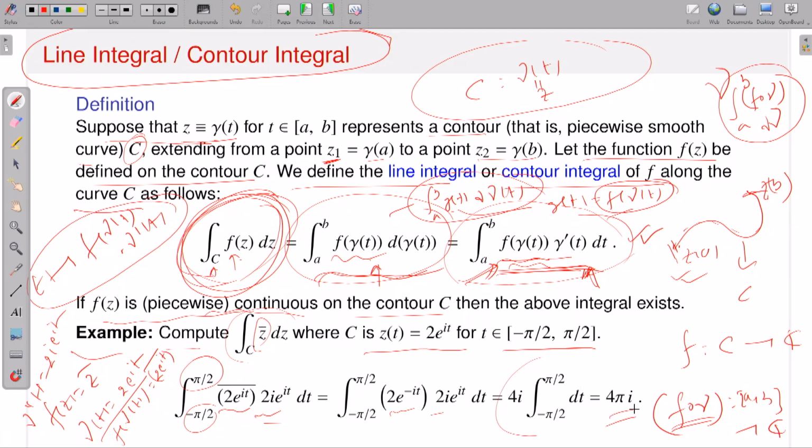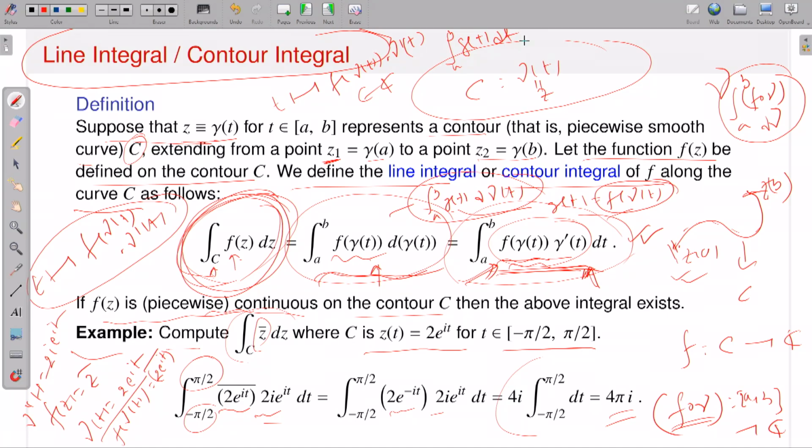But the only difference is that this time, though I am saying that it is Riemann integration, you have to be a little bit careful, because this function t goes to f of gamma t times gamma prime t is no more a real valued function, it is actually a complex valued function. So therefore you are actually integrating from a to b g of t dt, where g is a complex valued function.